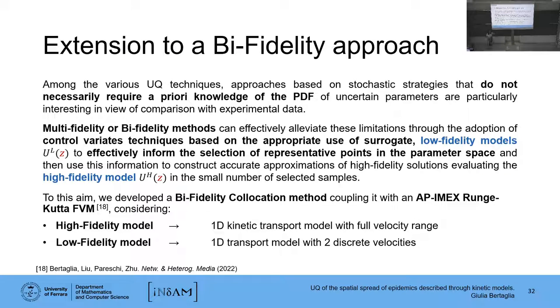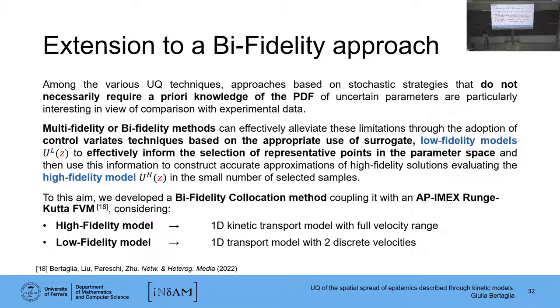Then the second extension that we have recently made is in terms of UQ methods. Indeed, as I said, to employ the stochastic collocation method, we need to know the probability density function. But when we need to evaluate comparisons with experimental data, it is interesting to consider also UQ methods that do not necessarily require an a priori knowledge of the probability density function. To do so, we know that bifidelity or multifidelity methods can alleviate these limitations through an adoption of control variate techniques, which are based on an appropriate choice of a surrogate low fidelity model, which is used to inform the selection of the collocation nodes for the evaluation of the high fidelity model, on which we majorly rely.